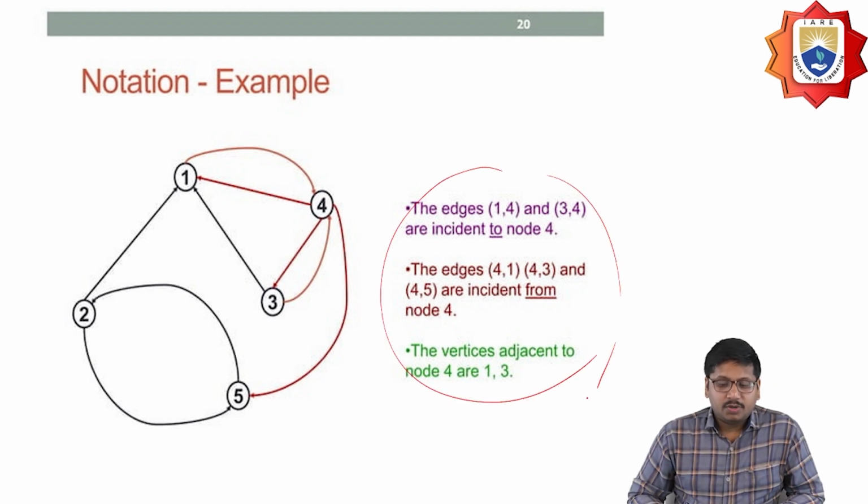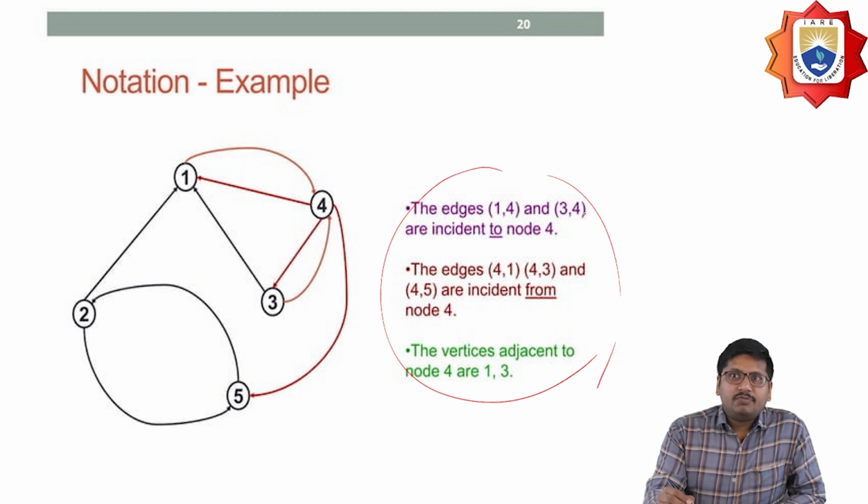So the edges 1, 4 and 3, 4 are in front of the vertex. Incidence is properly limited to the notation of this graph. So the edges 1, 4 and 3, 4 are said to be incident to the node, and the edges 1, 4 and 3, 4 are said to be incident of this node.